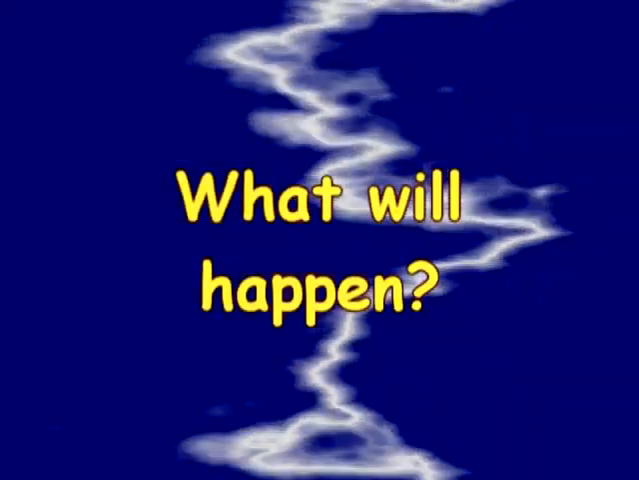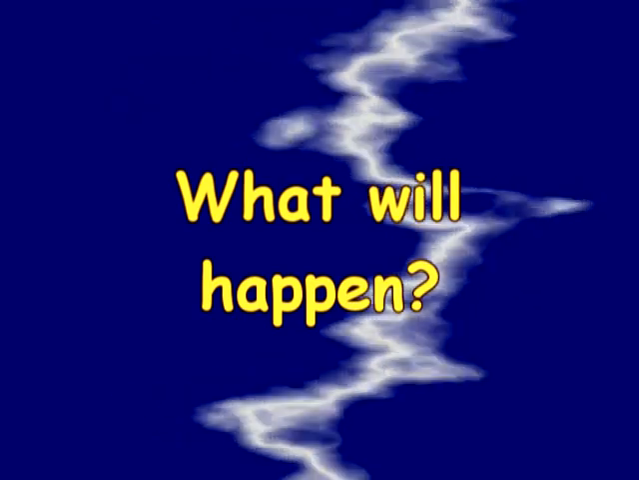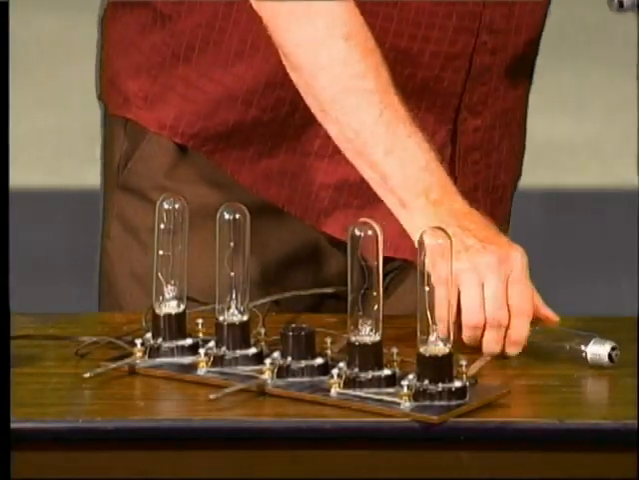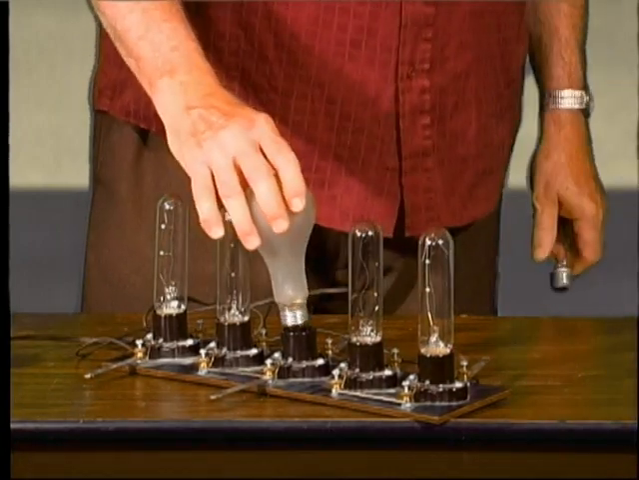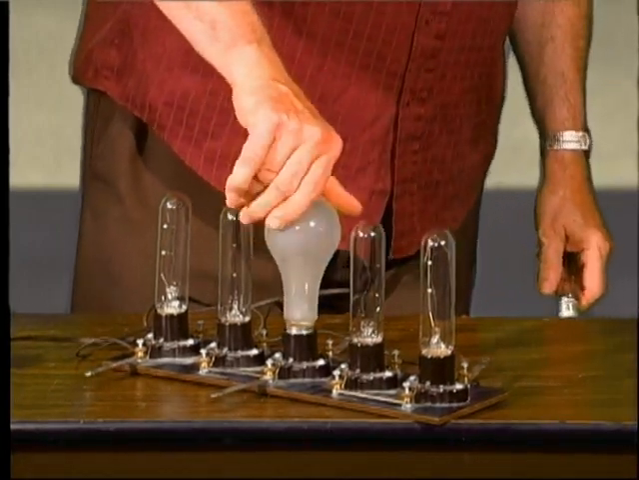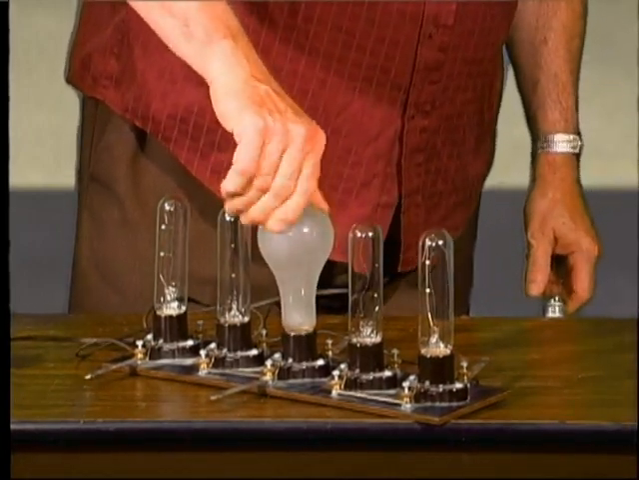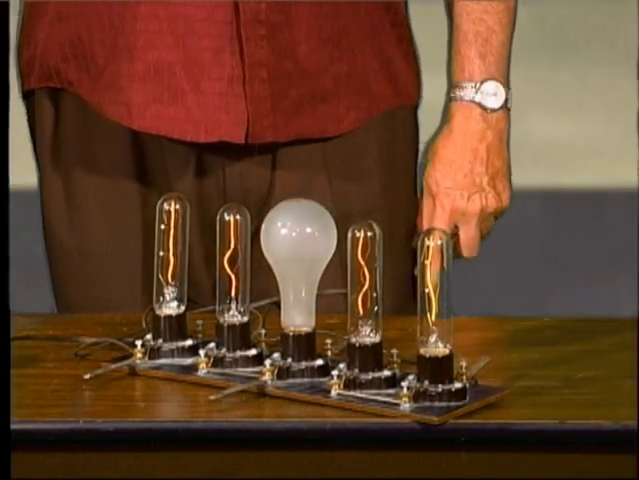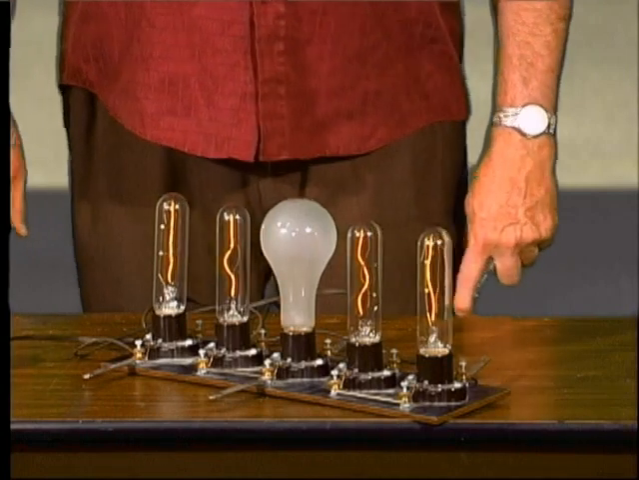What do you think will happen if I take one of these bulbs out and put this one that has very little resistance into the circuit? Okay? What do you think is going to happen? All right, let's take this one out, and we'll put this one in place of it. Remember, this bulb does not have much resistance.